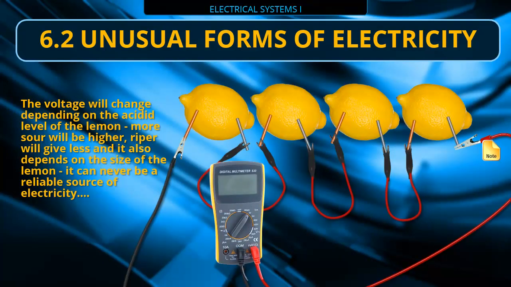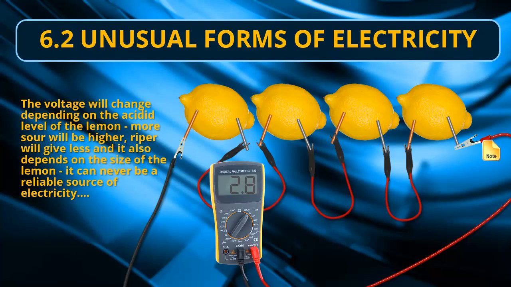Use 4 lemons to bring the voltage up to 3.6 for a cell phone, for example. The reading is now 2.8 volts. It is closer to what we need. But even though this may have a proper reading, it does not give enough current to charge a cell phone.